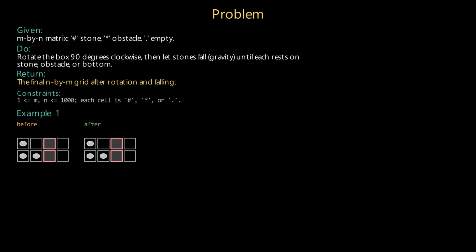Given a two-dimensional grid, hash marks are stones, asterisks are fixed obstacles, dots are empty cells. Rotate the whole box 90 degrees clockwise. Then stones fall due to gravity until each one rests on another stone, an obstacle, or the bottom of the box. Return the final grid after rotation and falling.